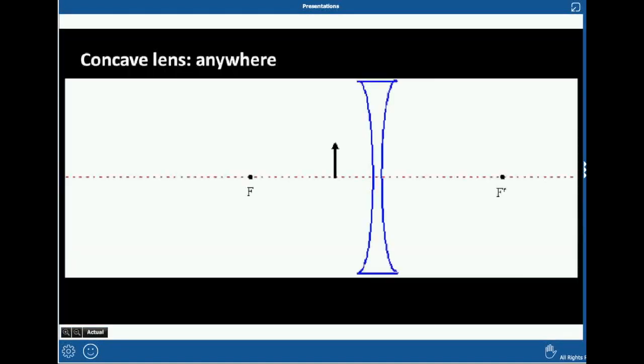Okay, so now let's go to a concave lens. And we're going to draw the same type of images. I highly recommend that you practice these, or at least you memorize that chart. Since it's virtual school, it'd be very difficult for us to make you draw these on a test, right?